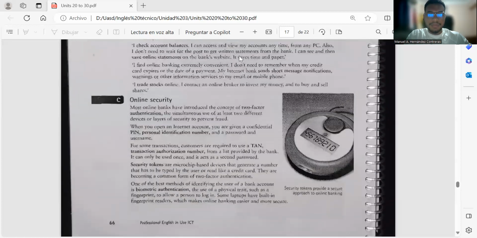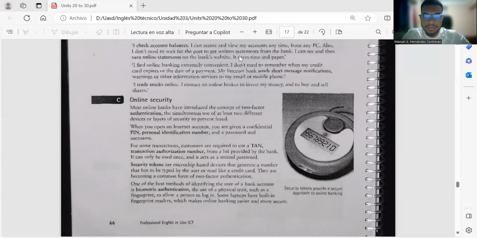Online security. Most online banks have introduced the concept of two-factor authentication, the simultaneous use of at least two different devices or layers of security to prevent fraud. When you open an internet account, you are given a confidential PIN, personal identification number, and a password and username. For some transactions, customers are required to use a TAN, Transaction Authorization Number, from a list provided by the bank. It can only be used once and serves as a second password.